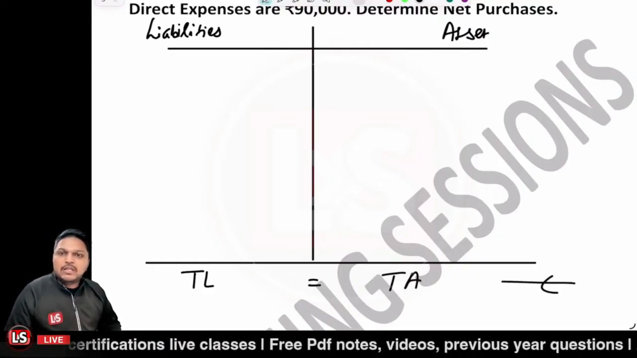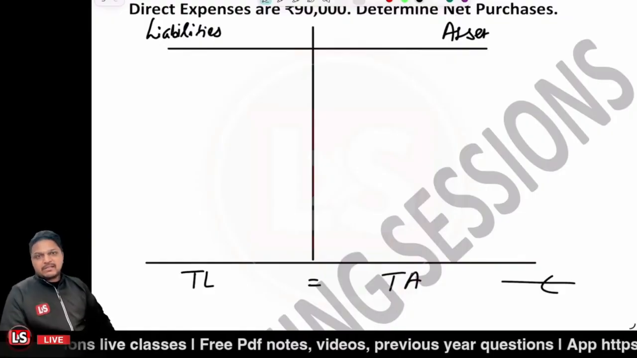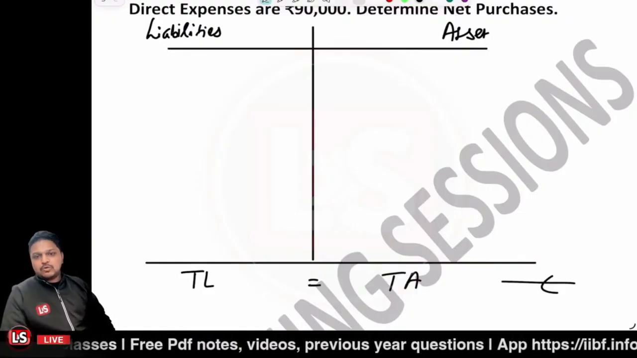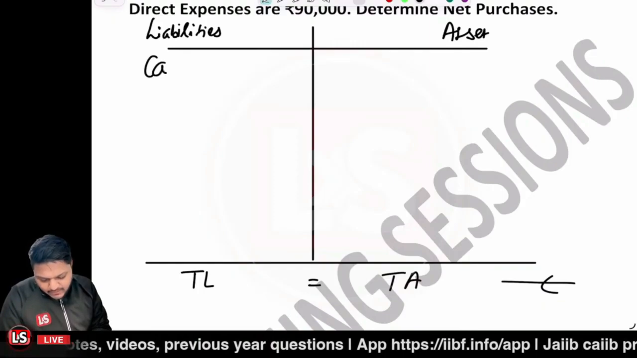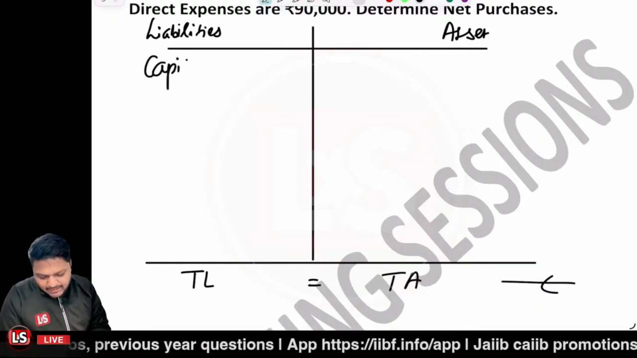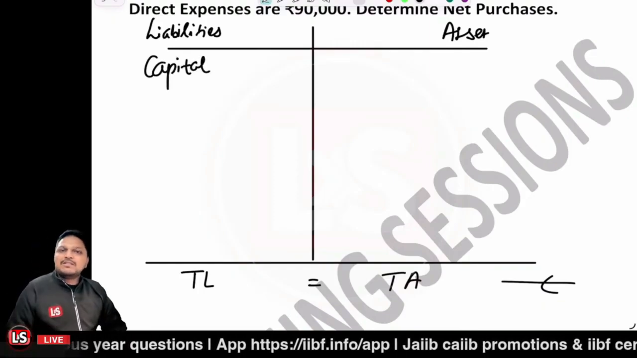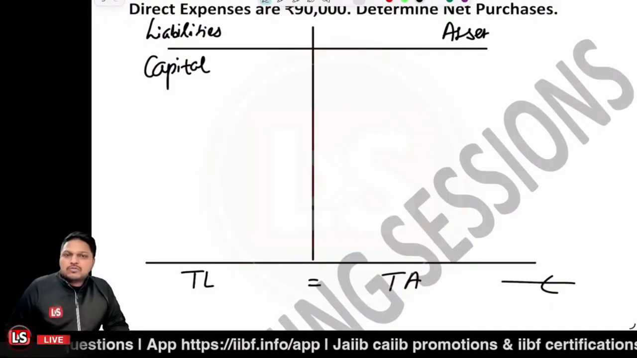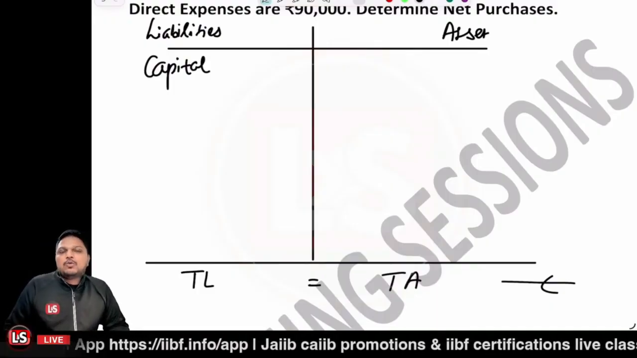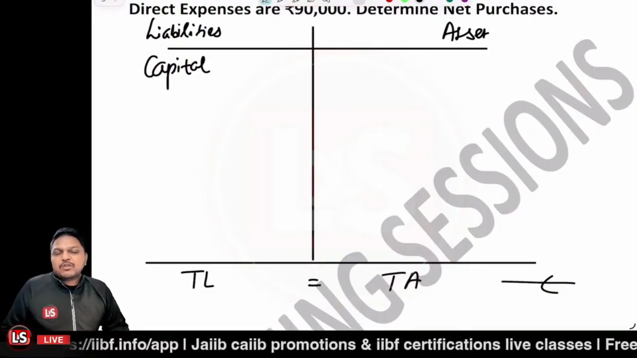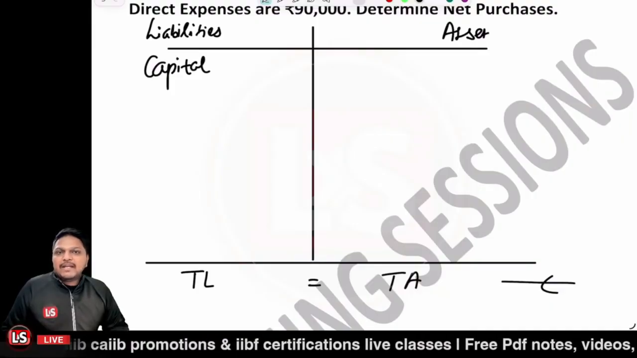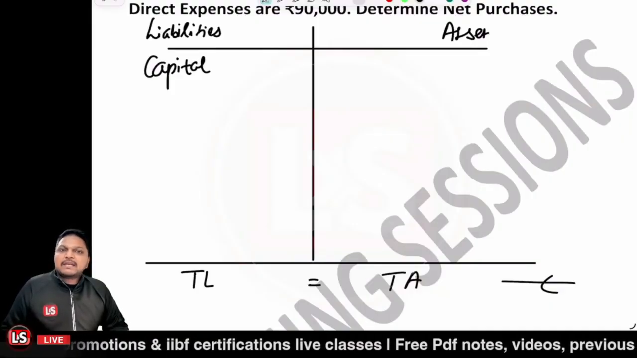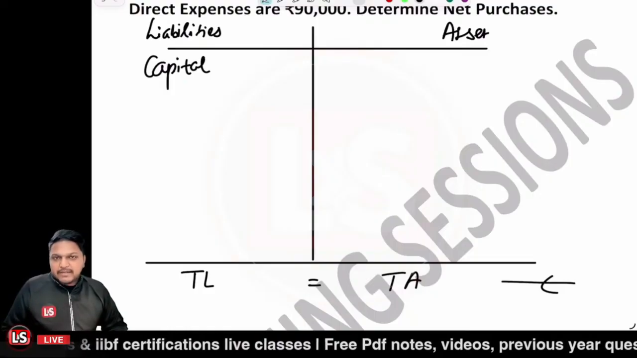Now what is new in that? On the capital side we have two types of things. One is related to capital, which is the inside liability. Capital is the amount contributed by the business owner to the business. That is the capital to the firm. Or whatever profit is retained, any retained earnings, that is a part of the capital, right?